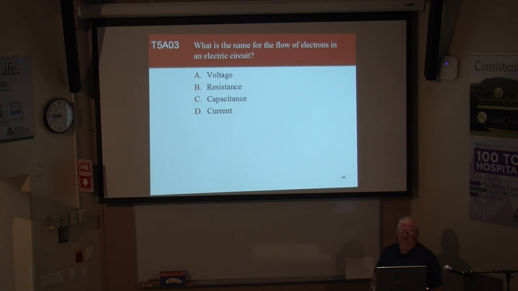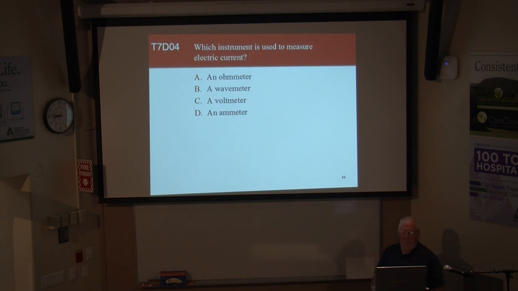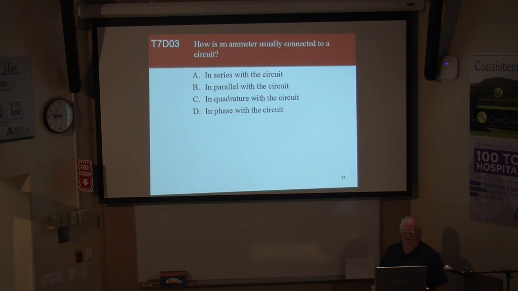What is the name of the flow of electrons in an electric circuit? D, that's the current. Which instrument is used to measure electric current? D, your ammeter. Okay. Yeah, voltage is your voltmeter. Current is your amp meter. How is an amp meter usually connected in the circuit?